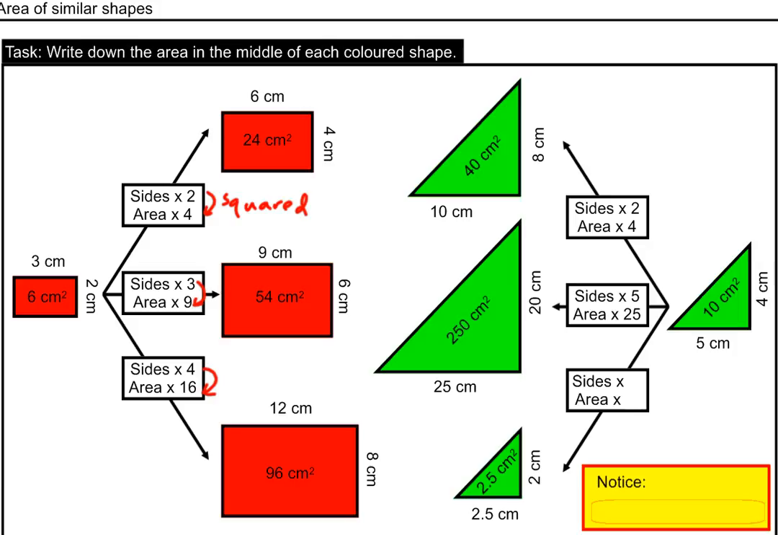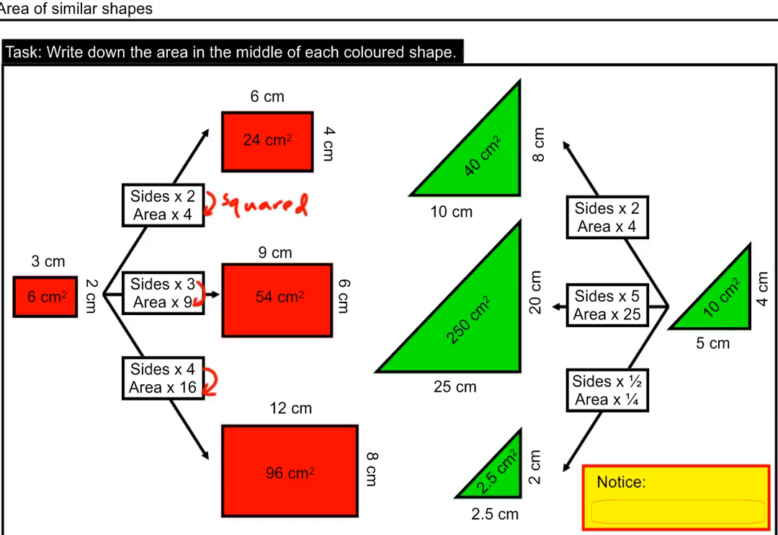Sides in the second one, they've been reduced. They've been divided by 2, but that's the same as multiplying by a half. The area has been quartered. Again, that's squaring. A half times itself. 1 times 1 on the top would be 1. 2 times 2 is 4, a quarter. Think about it. A half of a half is a quarter.